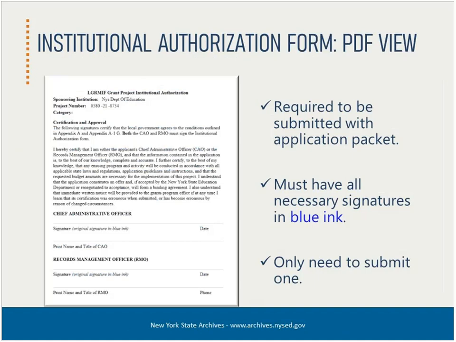The institutional authorization form, though brief, is very important since it shows the grants unit that both the Chief Administrative Officer and the Records Management Officer for a local government are on board with submitting a grant proposal. Note that each of these individuals are required to sign and date the authorization form. Both of those signatures must be original and preferably in blue ink. A missing signature can result in disqualification of the grant proposal, so it's critical that both the CAO and the RMO sign and date the document. Only one institutional authorization form is necessary to include with your application.